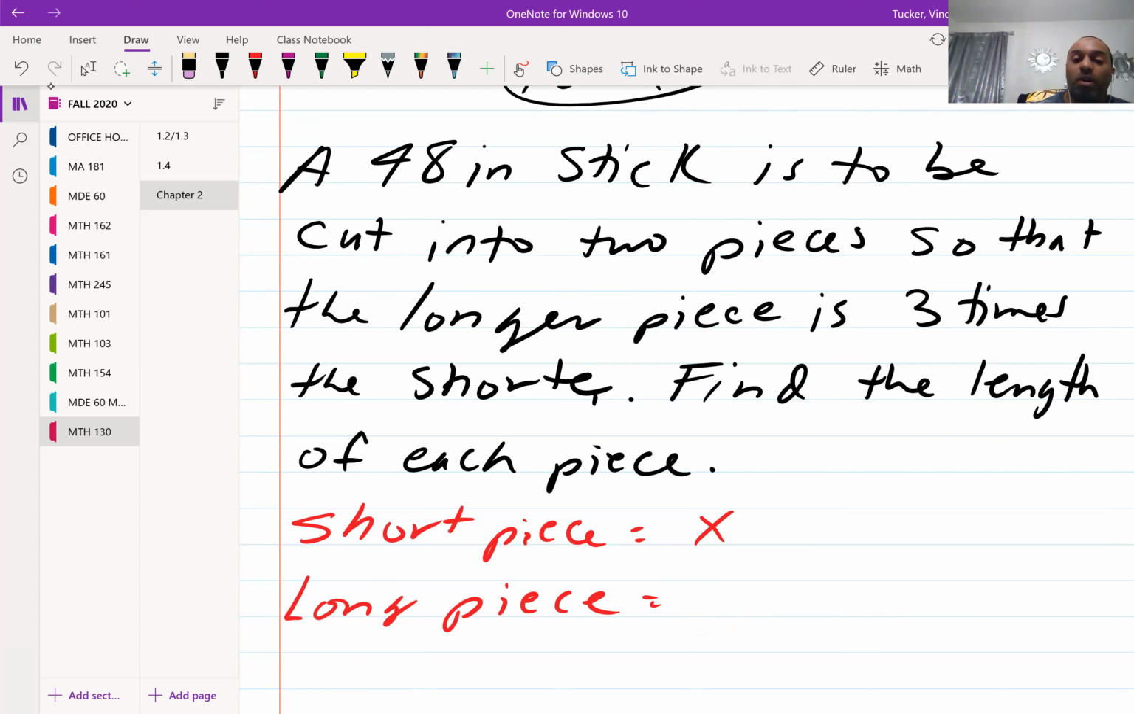So we're going to call one x, and then we're going to write the other one in terms of that x. If you notice, the longer piece is described in terms of the shorter. It says that the longer piece is 3 times the shorter piece. So if I call the short piece x, that means the long piece is going to be 3x. All of the problems in this section will be able to be established in this fashion. Once again, you don't want multiple variables. You only want one variable, and then write the others in terms of that unknown piece.